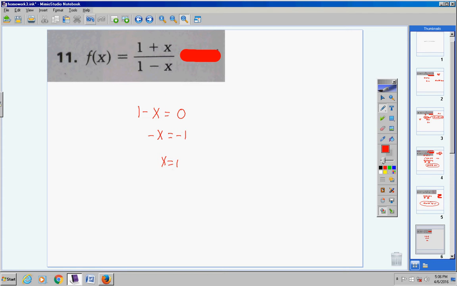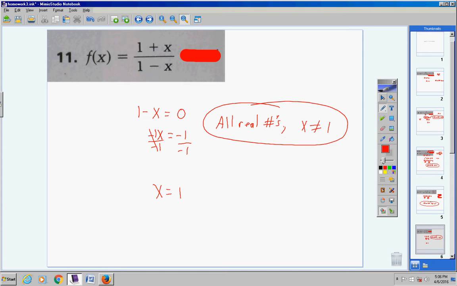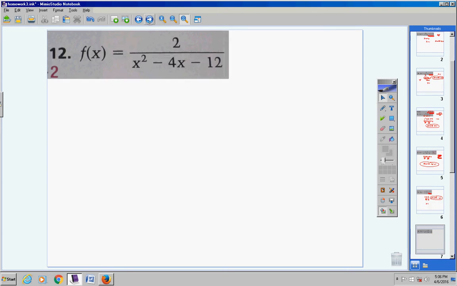That's fine. Or you can realize this negative sign is really a negative 1. Divide both sides by a negative 1. A negative divided by a negative is a positive. Either way you get 1. So the answer is all real numbers so that x does not equal 1. And there we go. Alright, moving on to number 12.